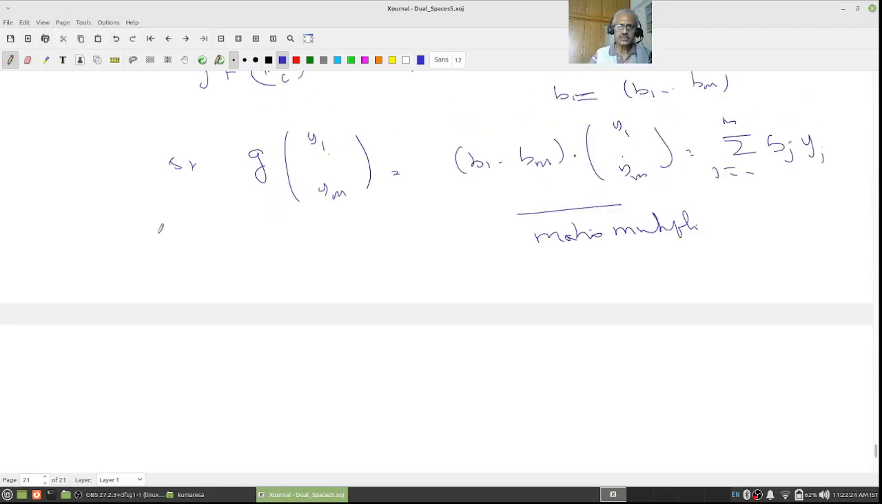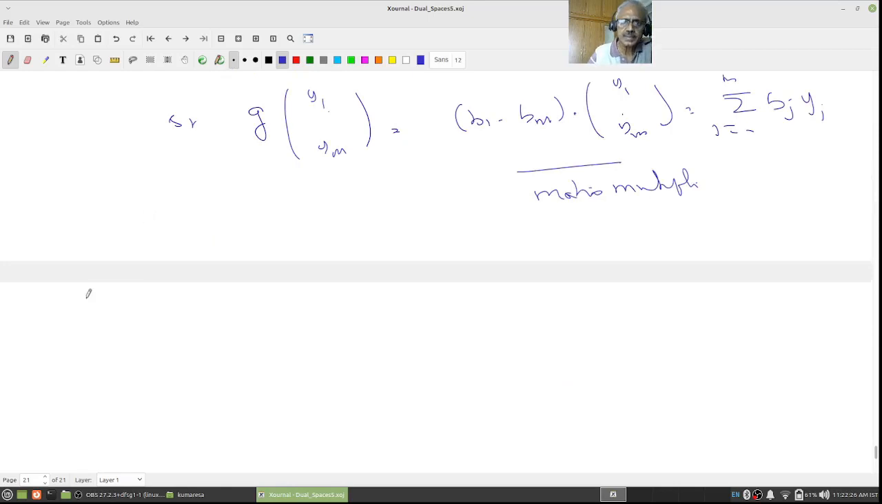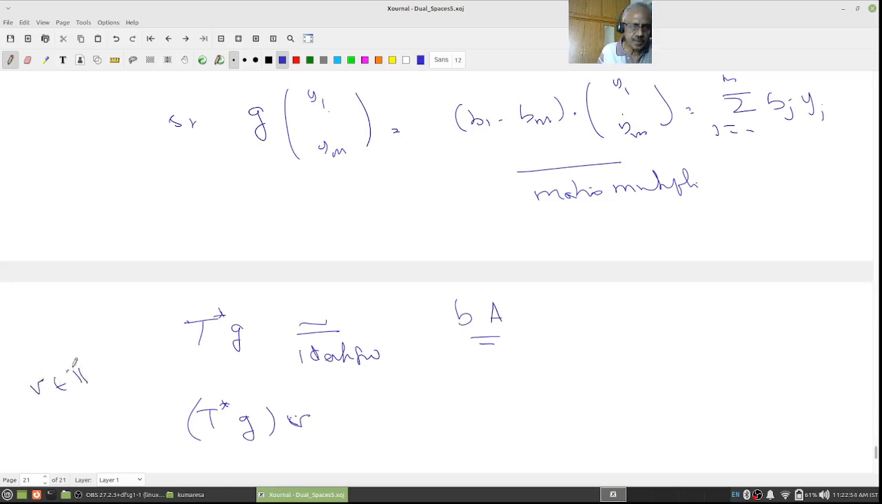Okay, so this is your G. Therefore, what I want to know is T star of G. I want to say this is identified with BA. This is what I want to claim. That is, T star of G acting on any vector V in Rn is nothing other than BA acting on the vector V.